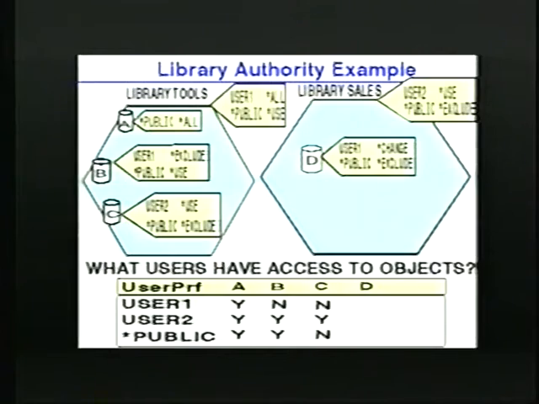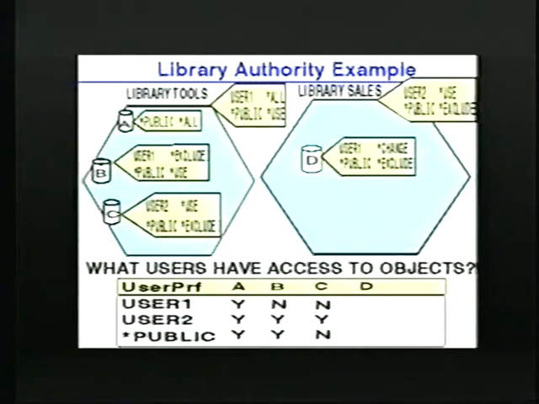Is this a good security example? No. Can it exist on your AS400? Yes, it can. So you have to be careful to look at both the authority to the object and the authority to the library. Let's look at one last object in library sales, and that is object E. And the public authority for object E is all. And let's ask the question, who has access to object E? Well, you have to have access both to the library and to the object itself. Only user 2 has access to the library, so only user 2 can access object E.